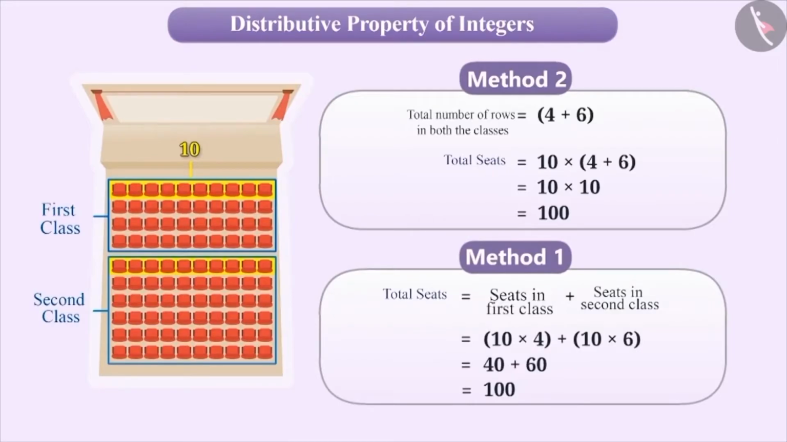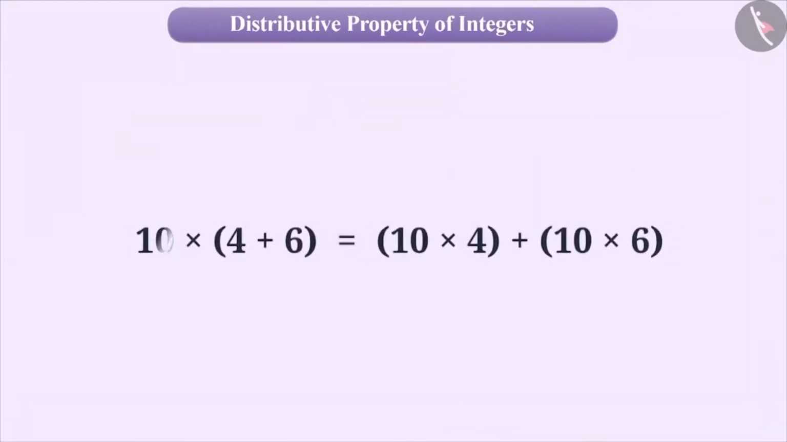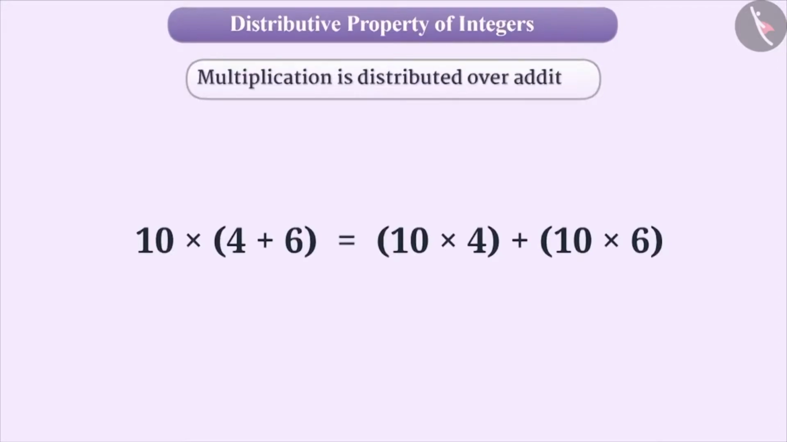So we can say that 10 multiplied by 4 plus 6 and 10 multiplied by 4 plus 10 multiplied by 6 are equal. We say that the multiplication is distributed over addition. So, the distributive property tells us that we can either add the numbers in the brackets and then multiply the result with the number outside the bracket, or multiply the number outside the bracket with both the numbers inside and then add the result.